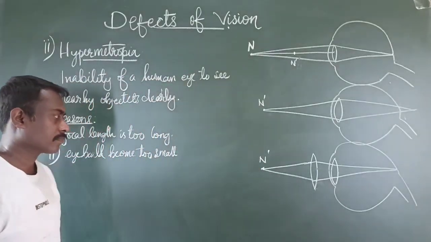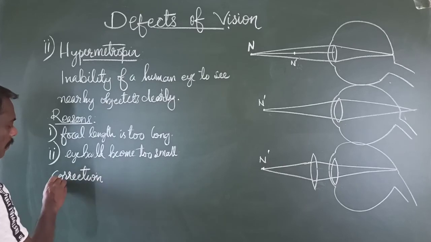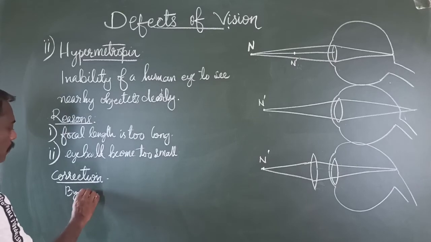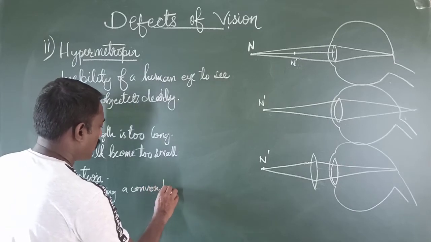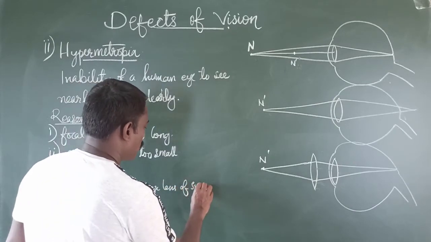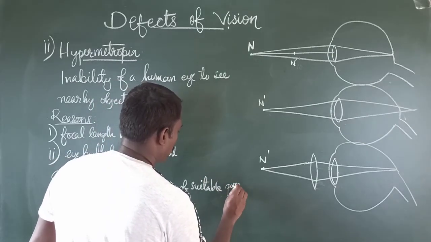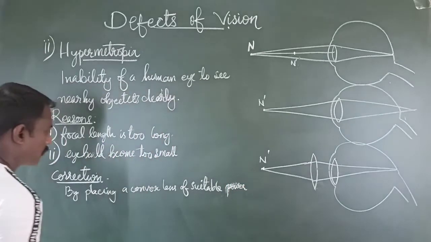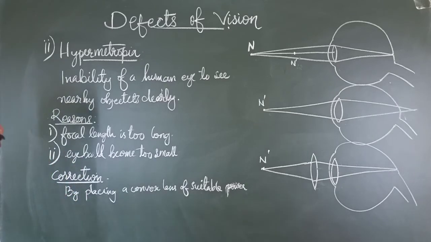So how can it be corrected? The correction is by placing a convex lens of suitable power. By placing a convex lens of suitable power, this defect of vision can be corrected.